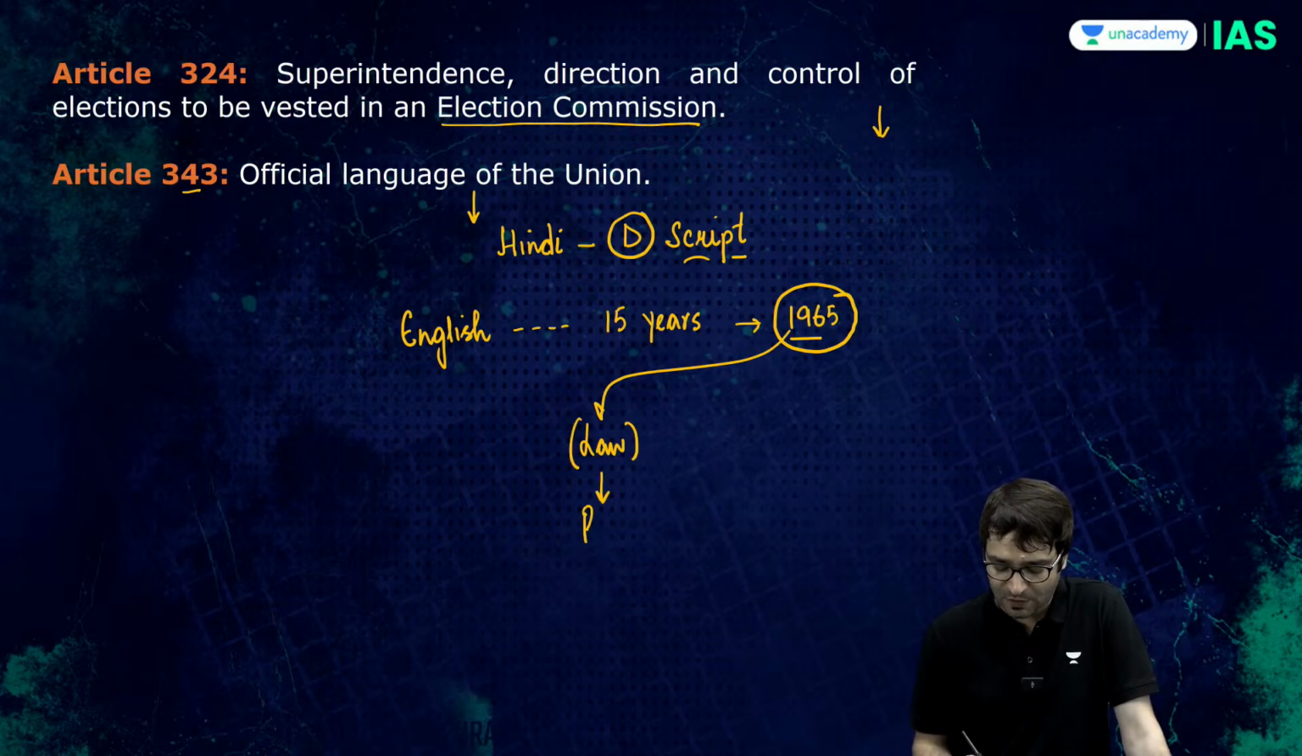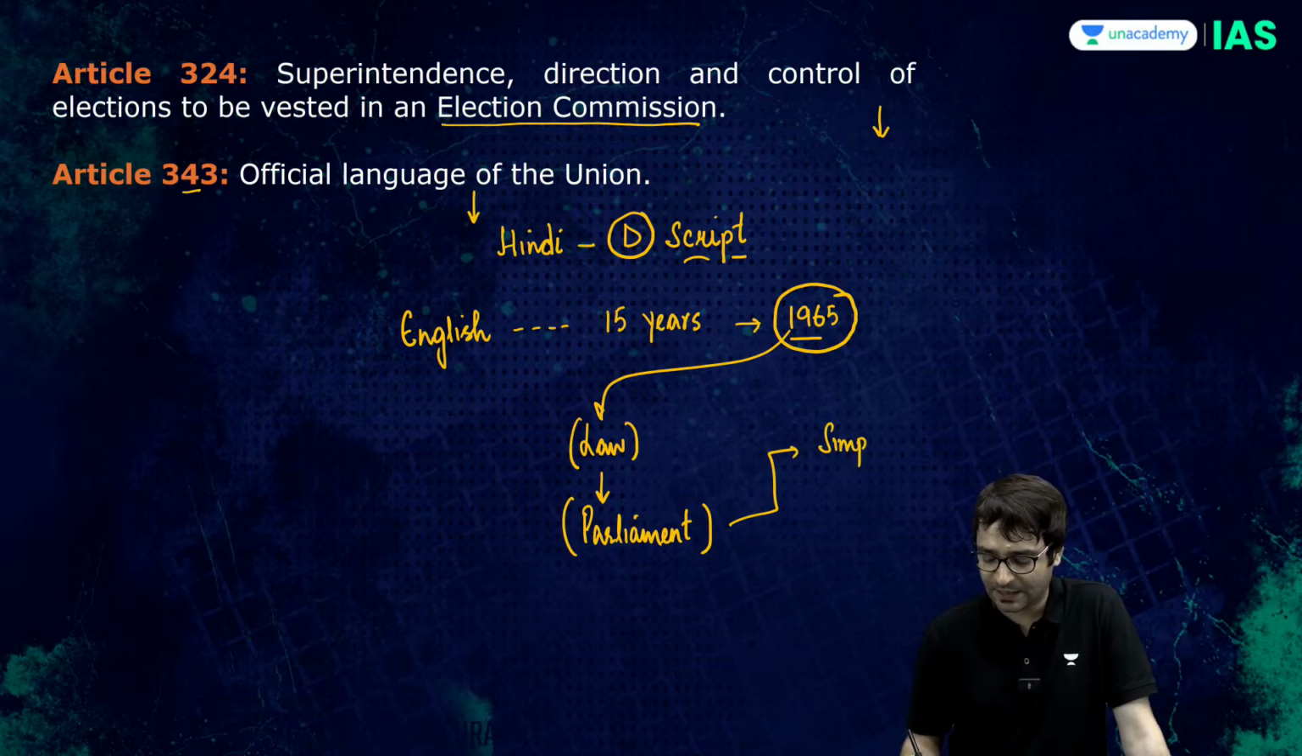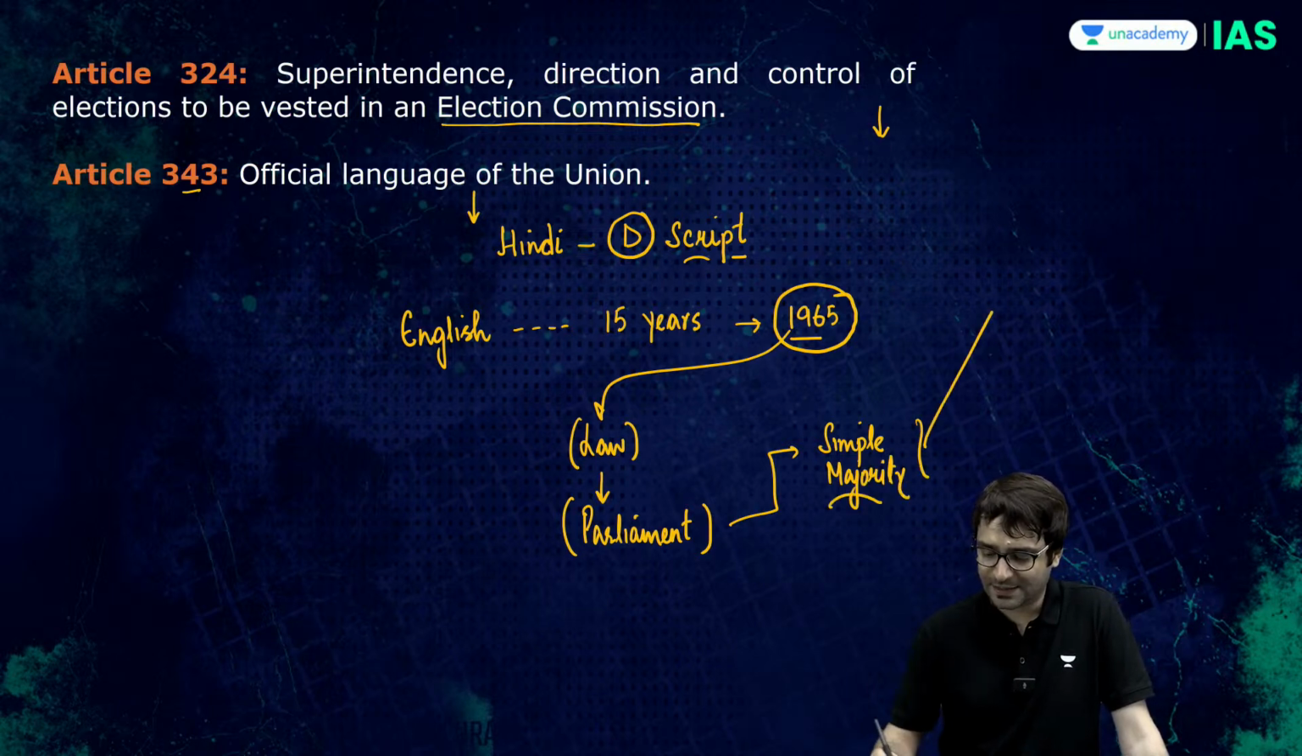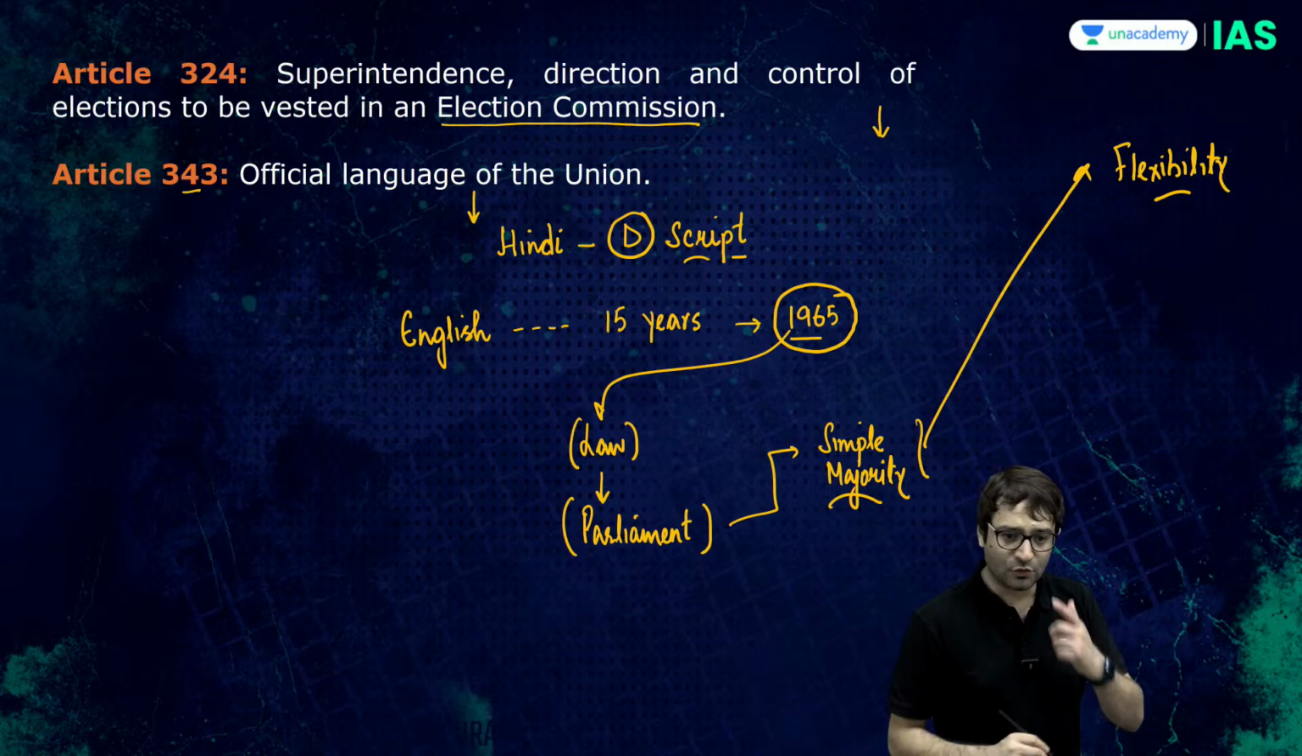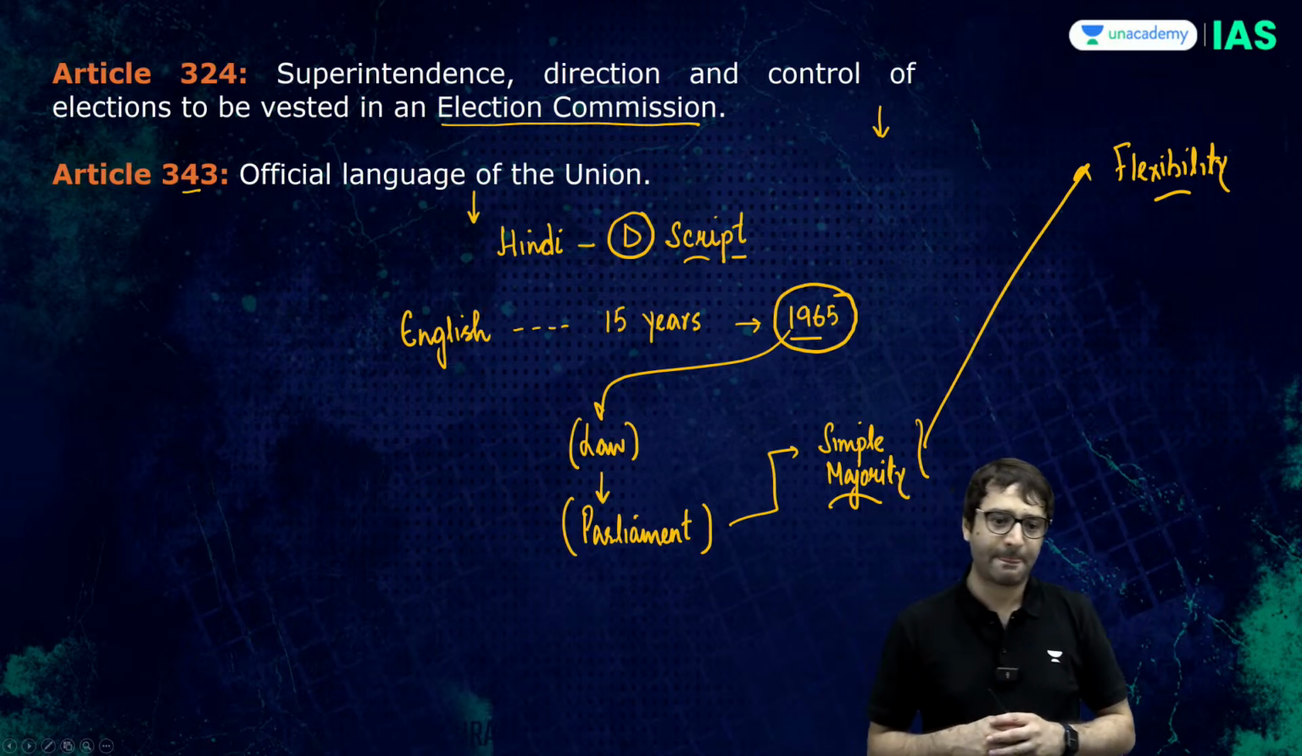Who will pass this law? Parliament. And Parliament will pass this law by a simple majority. That means you don't have to amend the Constitution. And this is what you might have read. This is what lends flexibility to our Indian Constitution. Clear?